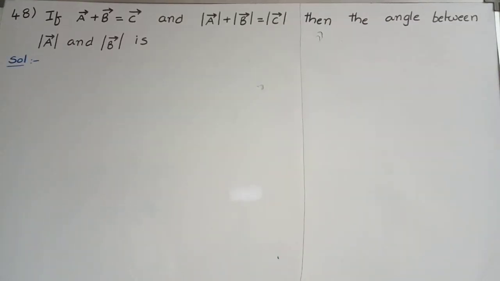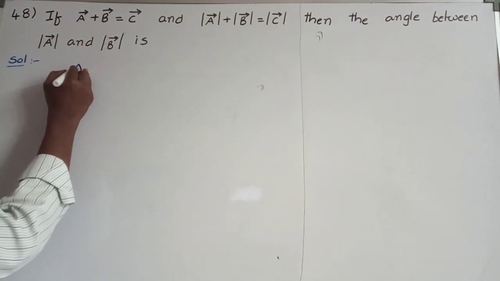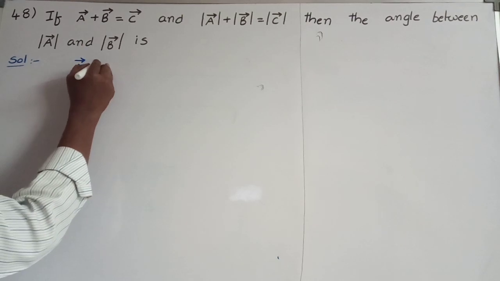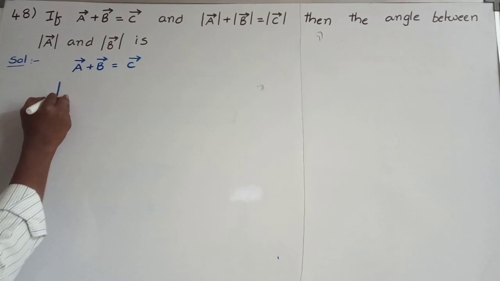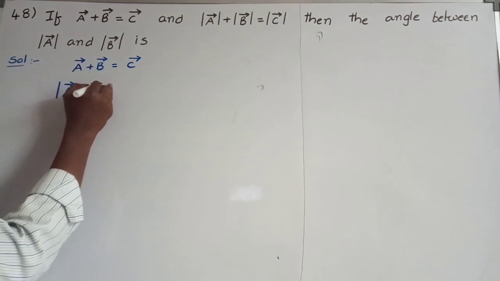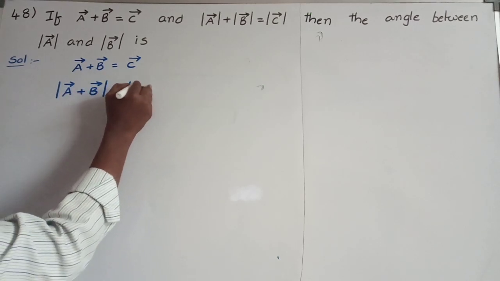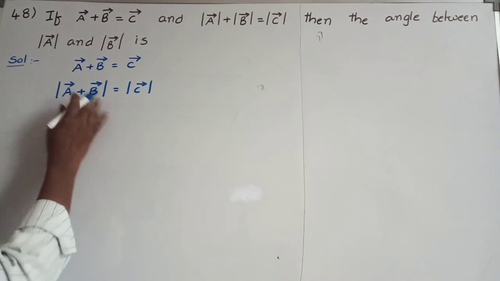Problem number 48. If A bar plus B bar is equal to C bar and magnitude of A bar plus magnitude of B bar is equal to magnitude of C bar, then the angle between A bar and B bar is. So from this problem, A bar plus B bar is equal to C bar. Take magnitude of both vectors. Magnitude of A bar plus B bar is equal to magnitude of C bar. Here we have to calculate the theta value, that means the angle between A bar and B bar.